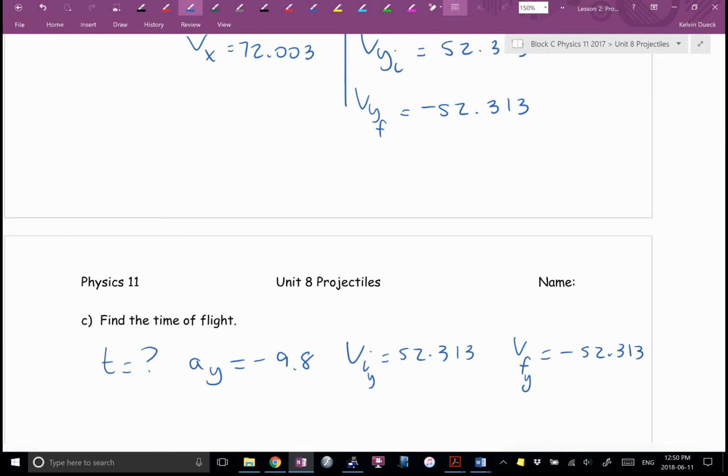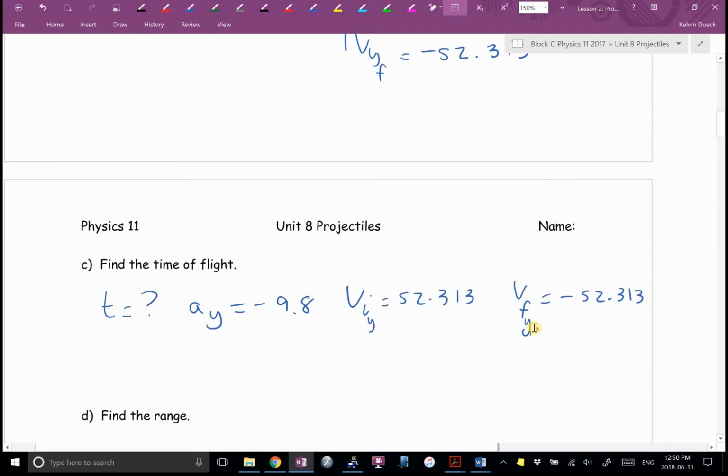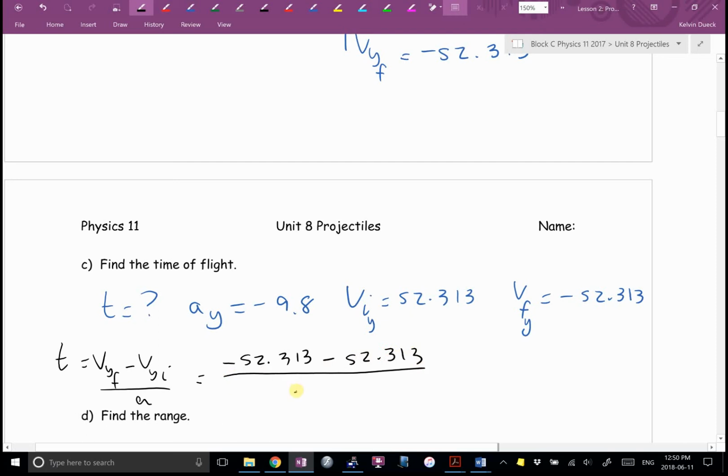Christian, loud and proud. VF equals VI plus AT. Can you get the T by itself, please? VF minus VI over A. And I get negative 52.313 minus 52.313 all over negative 9.8. By the way, Mateo, you could let Vy final be 0.